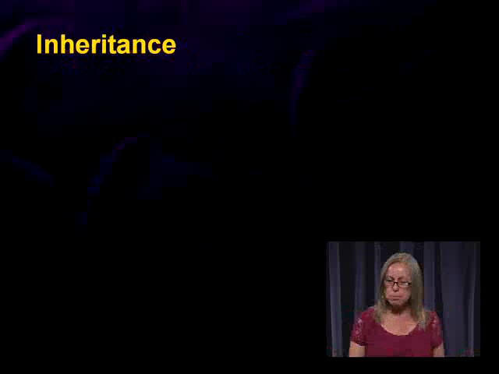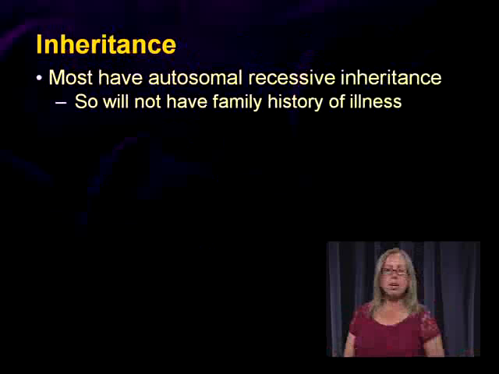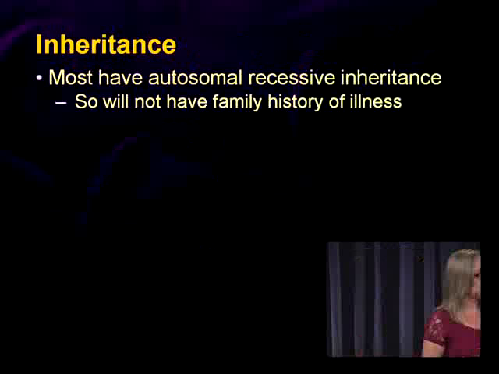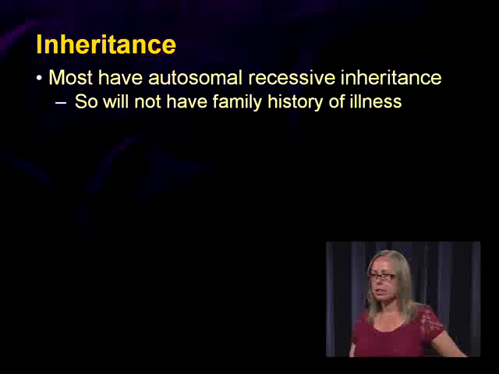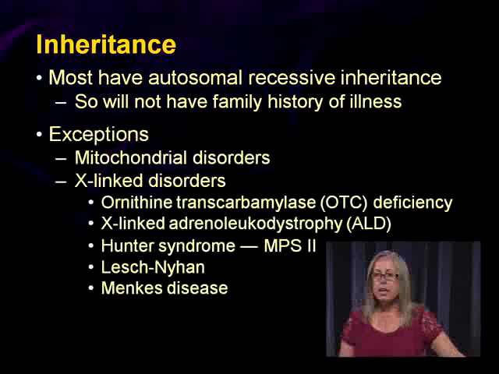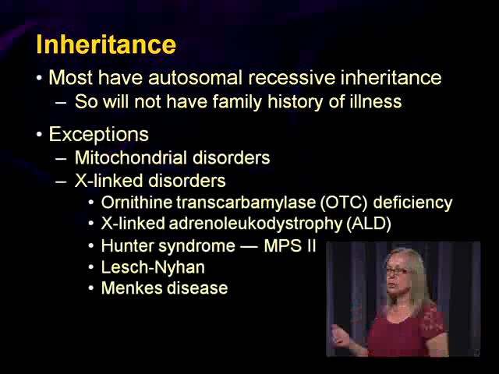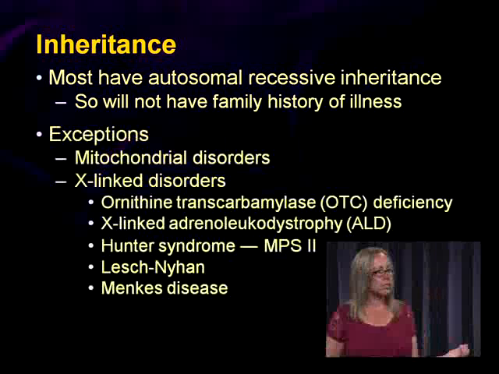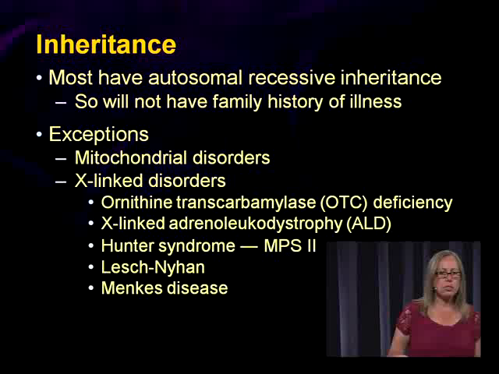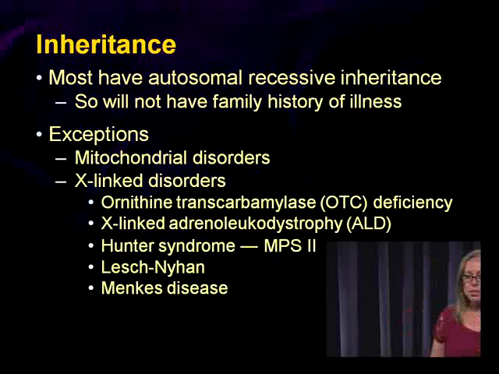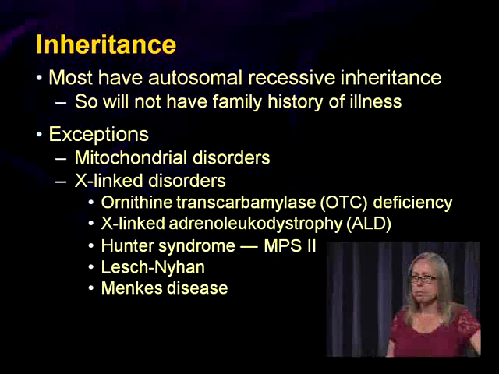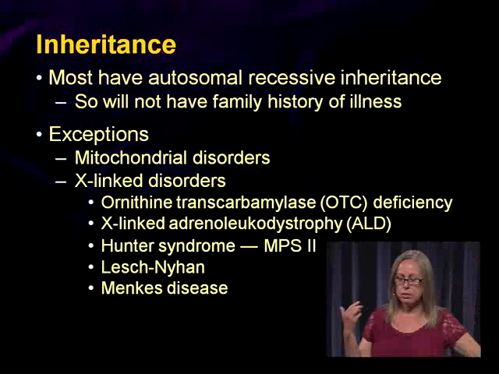The inheritance. Most are autosomal recessive, so if you have to guess, guess recessive. Most will not have a family history of the illness. The exceptions are mitochondrial disorders, and then the X-linked disorders. So memorize your X-linked disorders and then guess autosomal recessive for everything else. OTC deficiency, X-linked adrenoleukodystrophy, Hunter syndrome or MPS type 2, Lesch-Nyhan, and Menkes disease are common X-linked metabolic conditions.